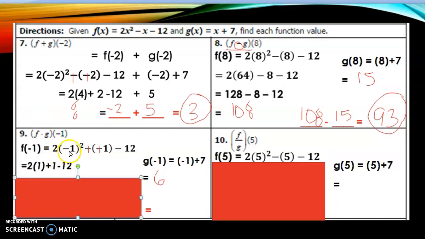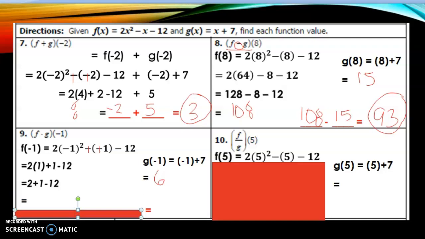Well, 2 times -1 squared, that's really 2 times 1. -1 times -1, positive 1, minus 12. Well, 2 plus 1 minus 12. 2 plus 1 is 3. 3 minus 12, -9.